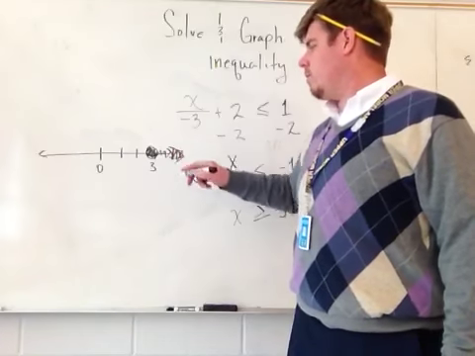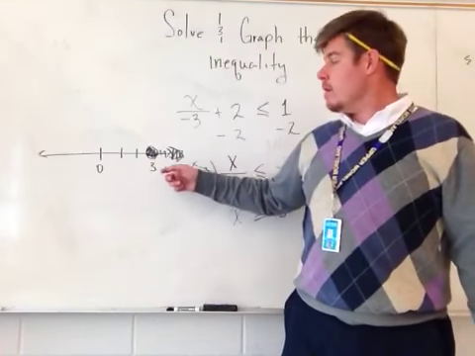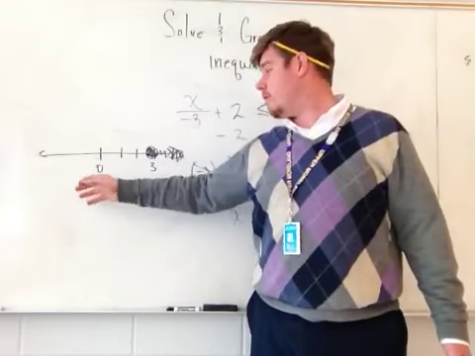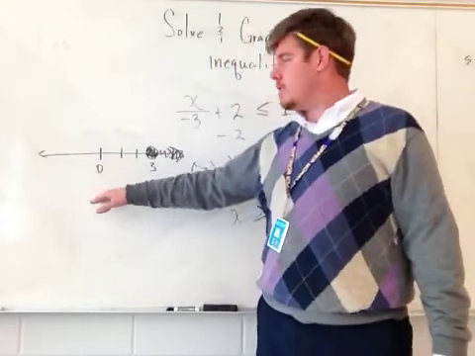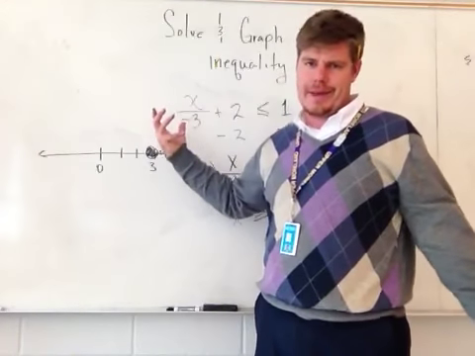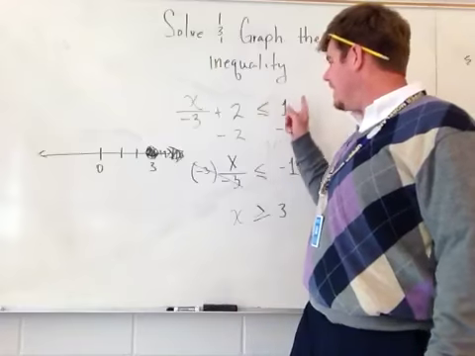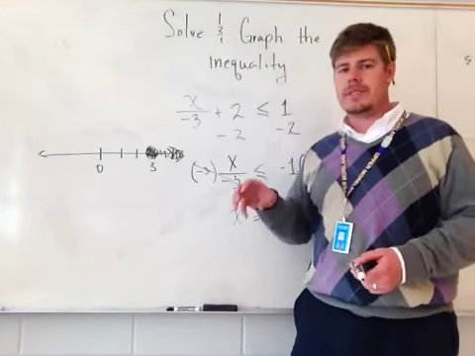Now let's say you have trouble memorizing that. Pick a number, any number. Pick a number to the left of 3, and pick a number to the right of 3. Let's pick a number all the way to the left. Remember I said if you can pick 0, always pick 0. So the number to the left of 3 is 0. What is 0 divided by negative 3? Well, that's 0. 0 divided by anything is 0. 0 plus 2 is 2. Is 2 less than or equal to 1? Well, 2 is not less than 1. So since 2 is not less than 1, these numbers over here don't work.